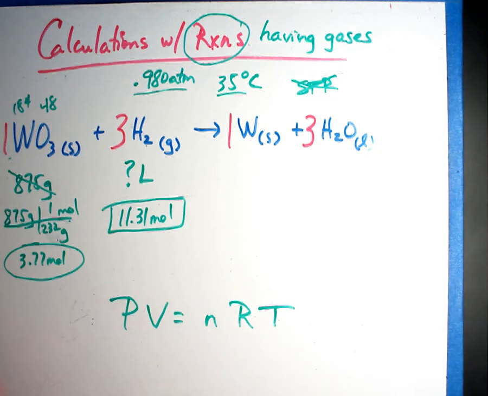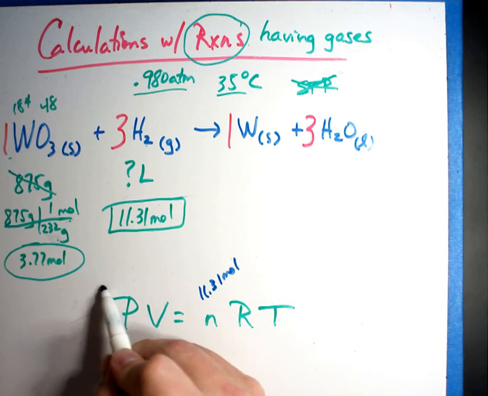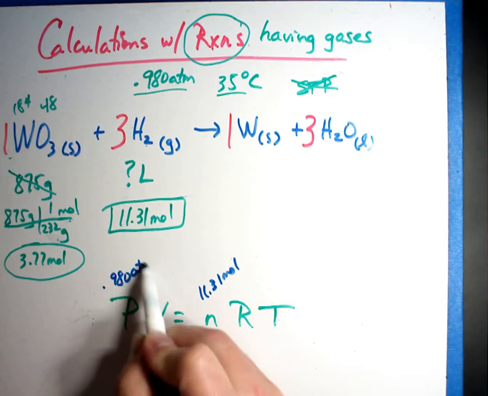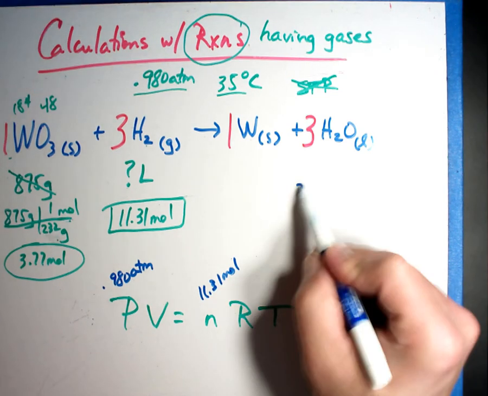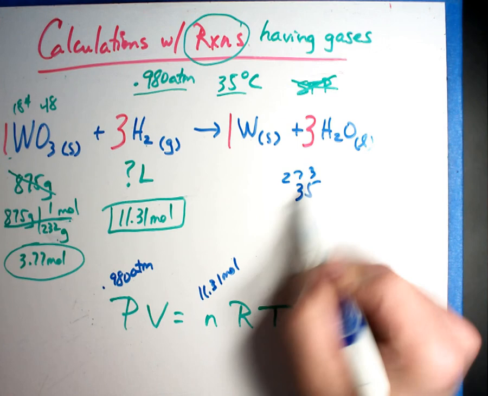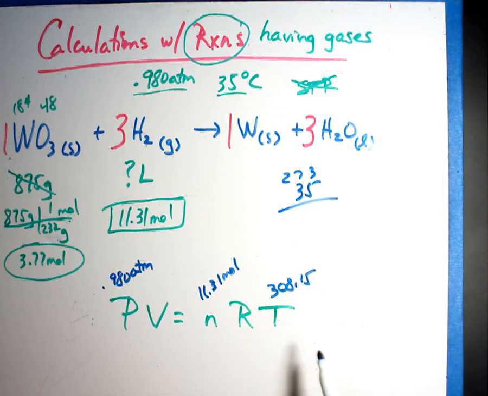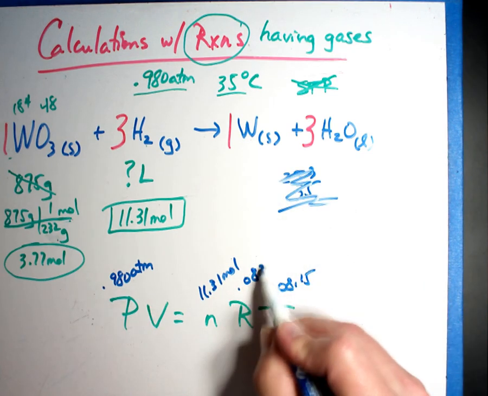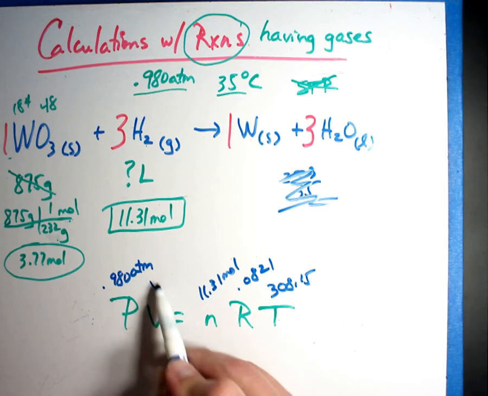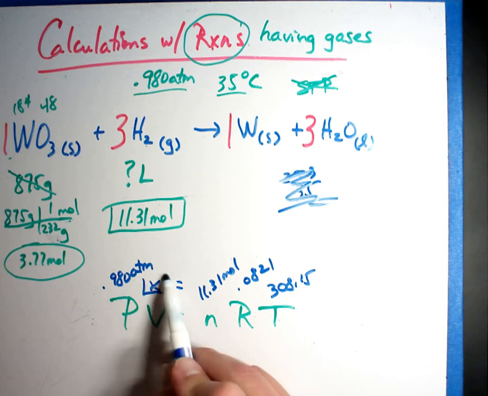Notice what I have at this point. I have 11.31 moles. I have 0.980 atmospheres. That comes from right here at the top. They tell me it's 35 degrees Celsius, so 273 plus that is 308.15. So I don't need that anymore. And if I'm in atmospheres, it's 0.0821. So my X is volume. And what's that going to come out in? It's going to come out in liters, just from doing pivnert.